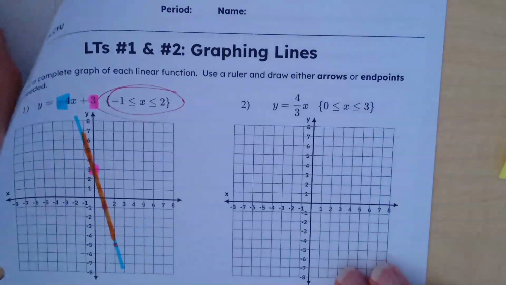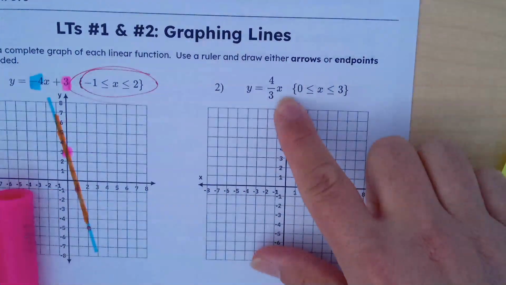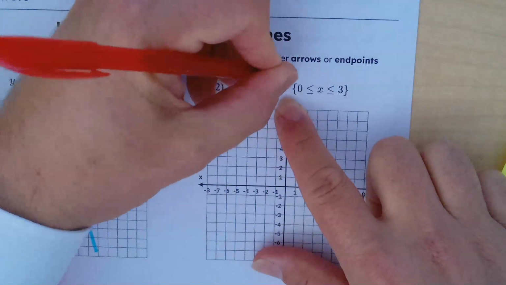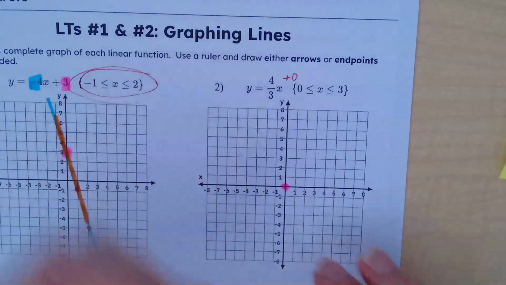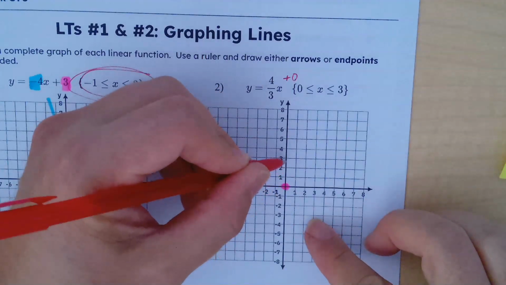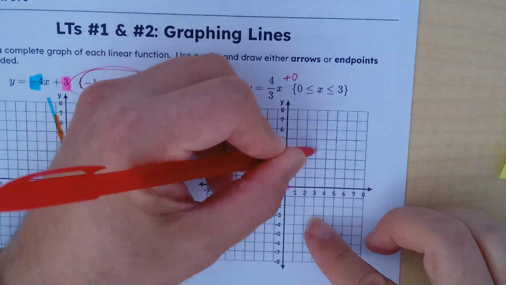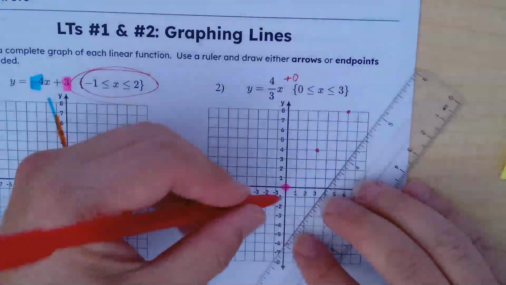Same sort of thing. There's no number here, so for my y-intercept, just imagine there was a +0, so my y-intercept is at 0. And my slope is 4/3, so that means I go up 4, 1, 2, 3, 4, over 3. Up 4, over 3, I can draw my line. I'm going to draw it fairly light.